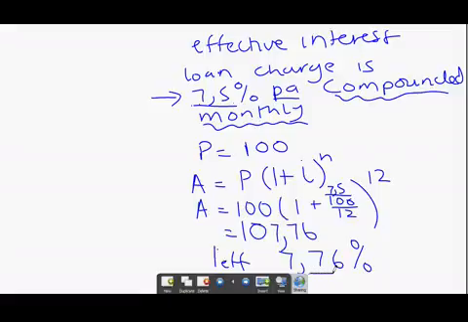It makes a difference here. Can you see? We don't have 7.5 as our percentage there. And how did I get the 7.76? There's a difference between 107.76 subtract 100, you get 7.76. I'm pretty sure that's the easiest way to find the effective interest.